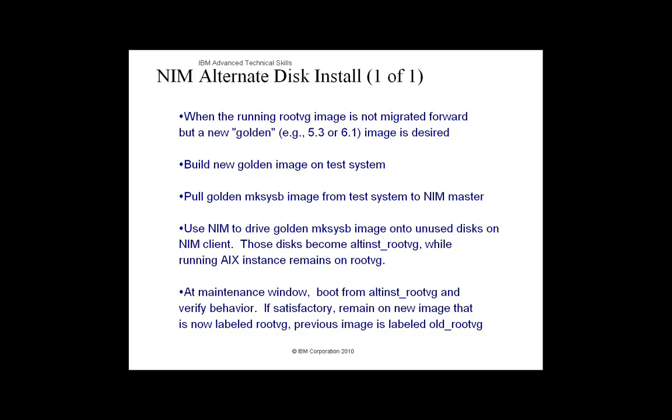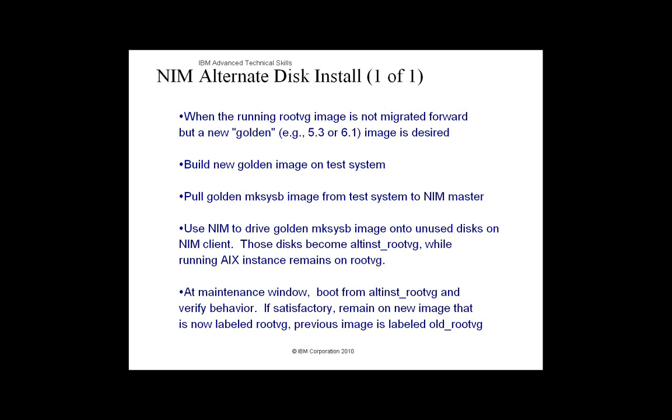I don't have it recorded right here. Again, the client stays running on his root VG. We are preparing the alt_inst_rootvg on the client. When we get to a maintenance window, we boot from the alternate disks and verify the behavior. Again, if we like it, we remain there, and it'll be labeled rootvg. The previous image is labeled old_rootvg.